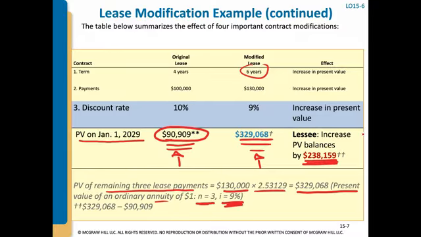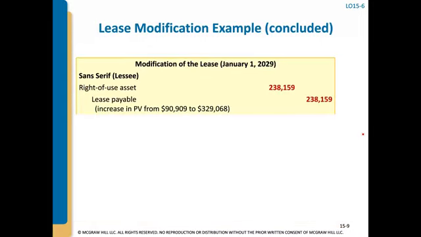And whether it's an operating lease or finance lease, from the lessee's perspective they always record a right of use asset and a lease payable. So we're going to modify those accounts. We're going to increase our right of use asset by debiting it for $238,159, and we're going to credit our lease payable for the same amount. So now our lease payable and right of use asset are the right balance on our balance sheet.